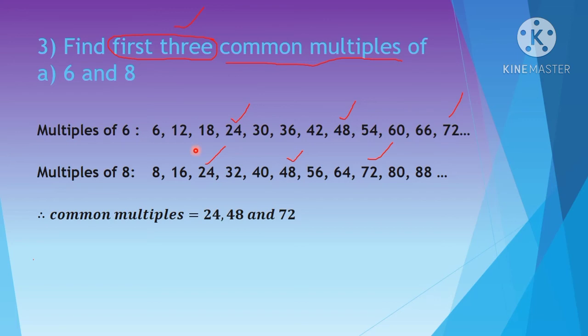So 6, 12, 18, 24. Yeah, 24 is there, right? Look at here, 24. In 8 also, we have 24. Next, anything 30, 36, 42. Yeah, 48. You have 48 here also. In 8 also you have 48.